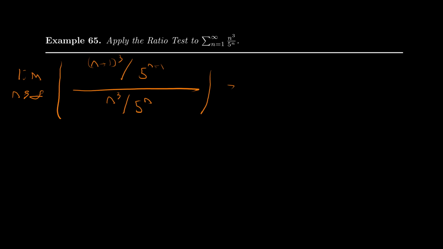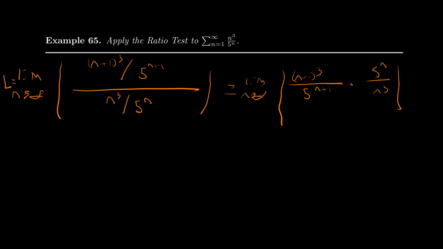Okay? This is going to equal the limit as n approaches infinity. Remember, all of this is big L. The absolute value of, still, n plus 1 cubed over 5 to the n plus 1 times 5 to the n over n cubed. Okay? This equals the limit as n goes to infinity of, and on the bottom I need to write this as 5 times 5 to the n, so that it'll cancel with this 5 to the n up here.